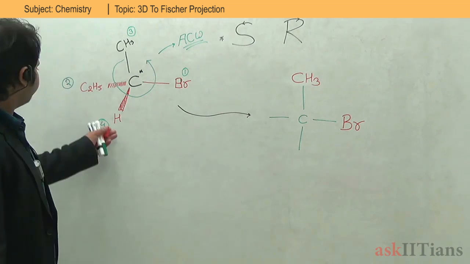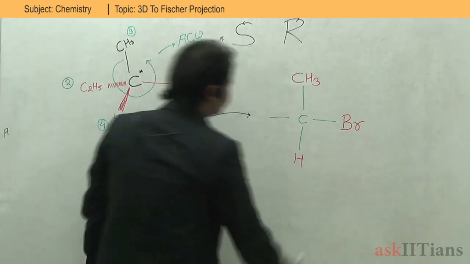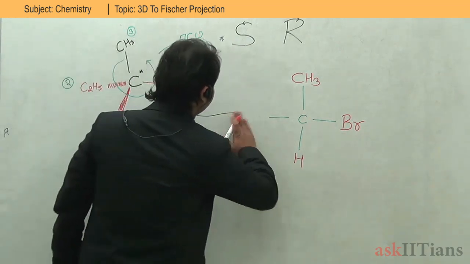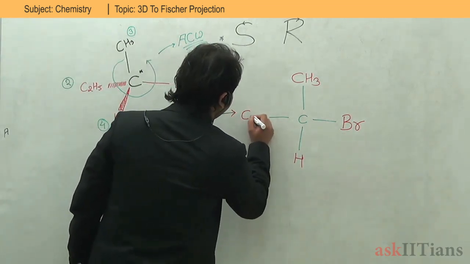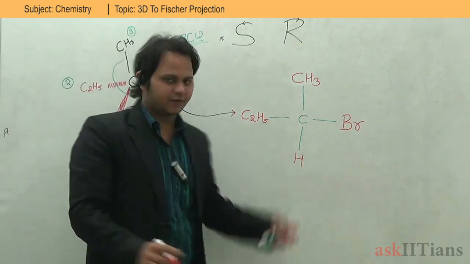Can we take H on this position? Let's take H on this position. Remaining left is C2H5, so I'm going to represent C2H5 over here. So I am defining these positions. If you look at this, I'm defining them arbitrarily.